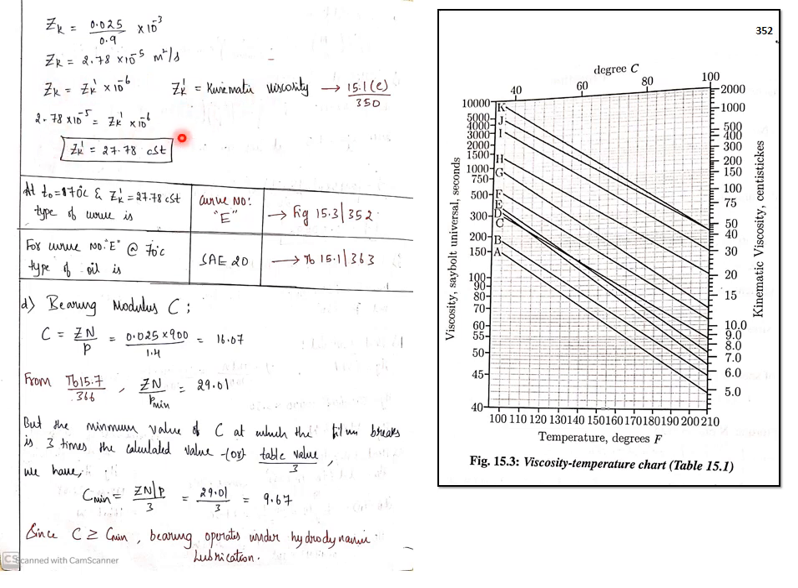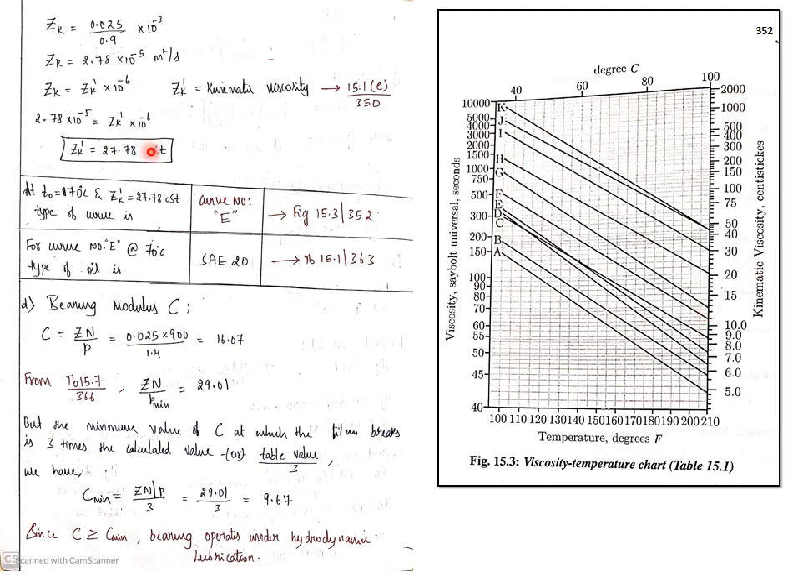Now this kinematic viscosity is very important, because in this graph the y-axis, you can see, has the kinematic viscosity in terms of centistokes. So Zk dash represents the kinematic viscosity in centistokes. These units are very important because the graph is for kinematic viscosity in terms of centistokes.